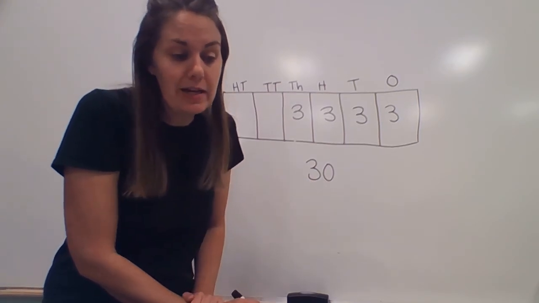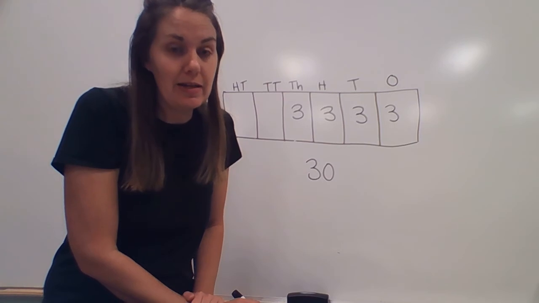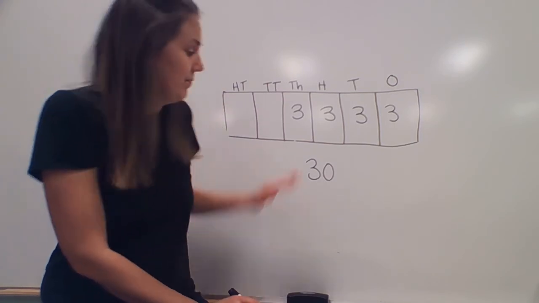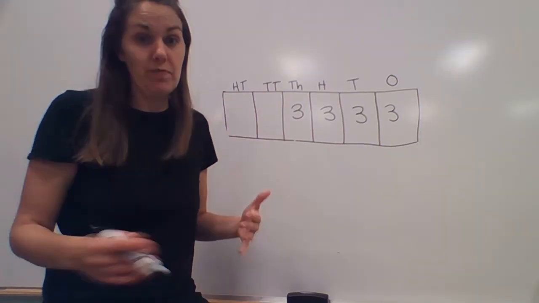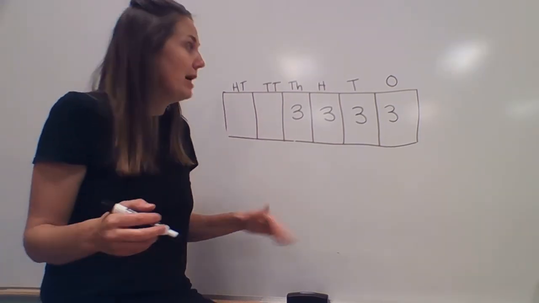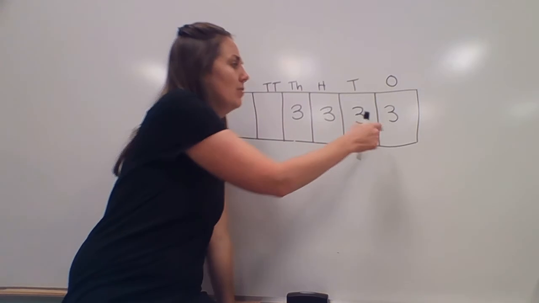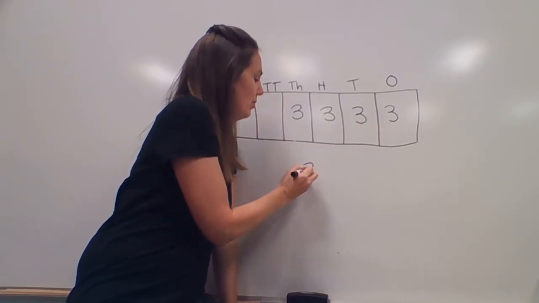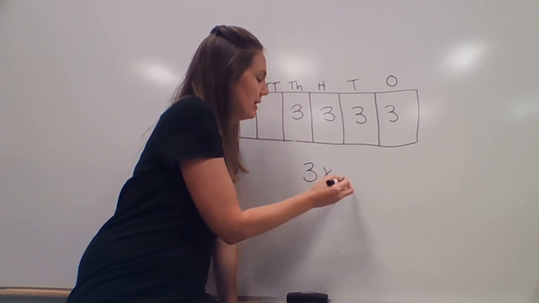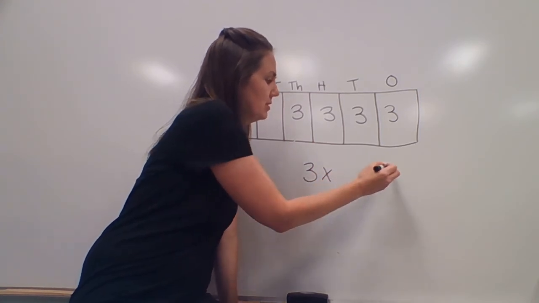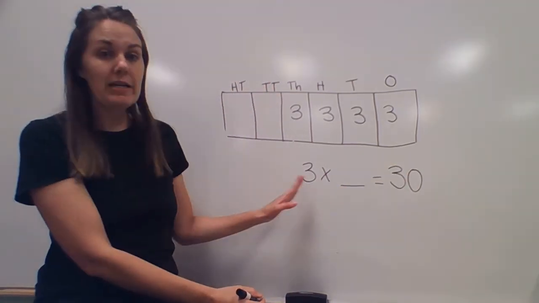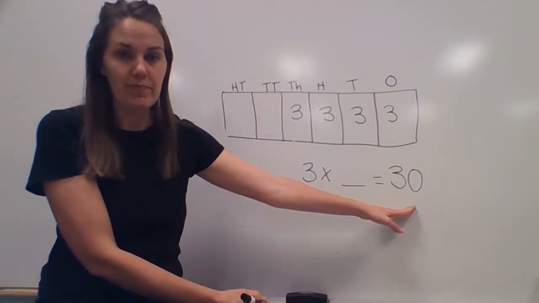B says the 3 in the tens place has a value that is blank times the value of the 3 in the ones place. So using your knowledge of multiplication from what we talked about last year, we have 3 ones, we have 3 tens. What would you multiply by 3 to get 3 tens or 30? 3 times blank is 30.